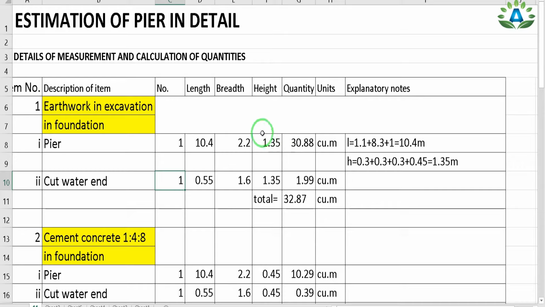And to calculate the height, we have to do the excavation up to bed level. So the height is the same as in this process. The height will be 1.35 meter, and we get the total quantity 1.99 cubic meter.